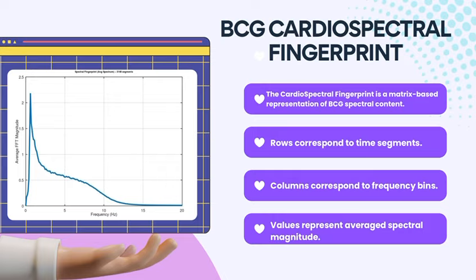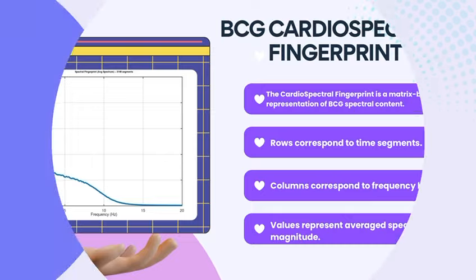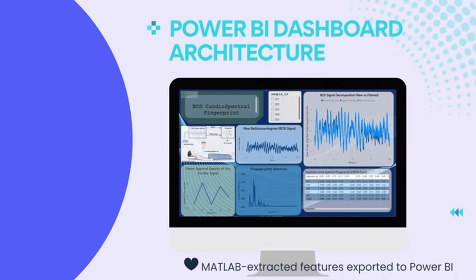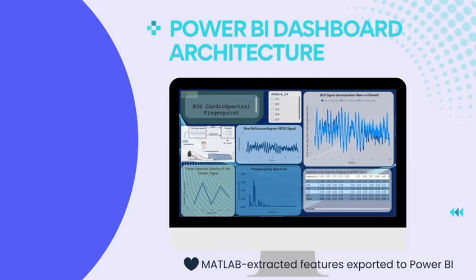and interpretable way. To enhance comprehensibility and explicitness, the extracted features were exported from MATLAB and integrated into a Power BI dashboard. The dashboard includes multiple visual components, such as time domain plots, filtered signal comparisons, frequency spectra, and a heat map of the cardiospectral fingerprint. Interactive slicers allow the user to explore individual signal segments, making the analysis accessible to both technical and non-technical audiences.